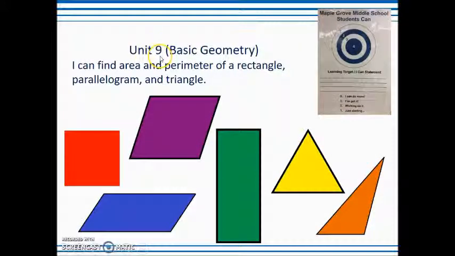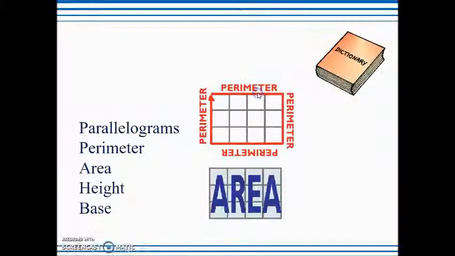This is Unit 9 on Basic Geometry, and today's learning target is I can find area and perimeter of a rectangle, parallelogram, and triangle. Okay, so some of the vocabulary terms that we're going to discuss are parallelograms, perimeter, area, height, and base.